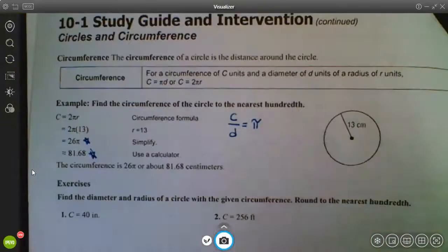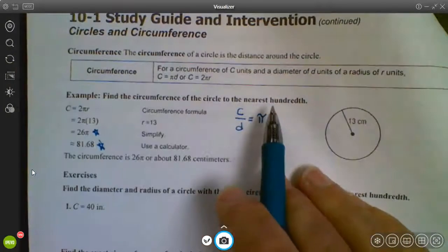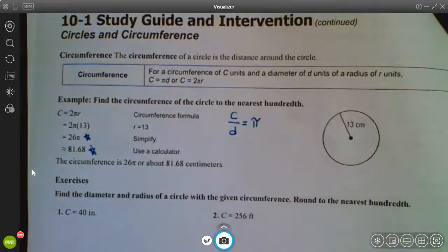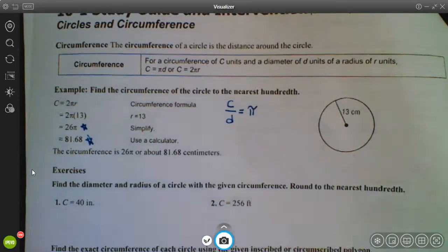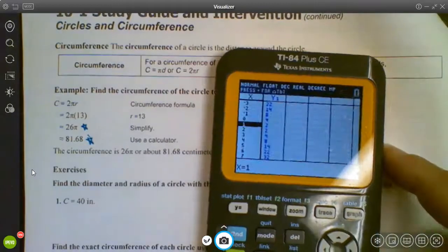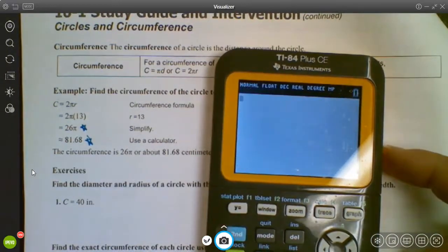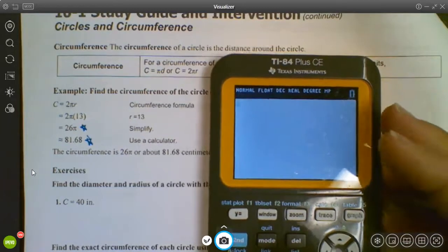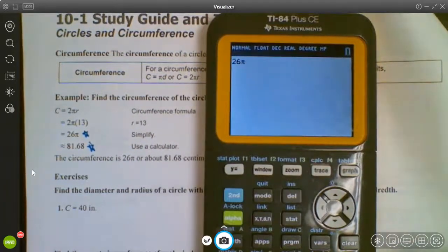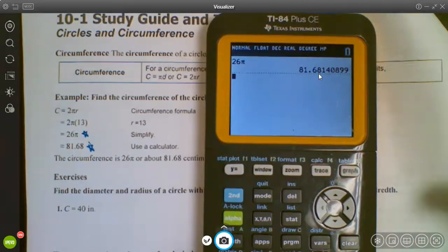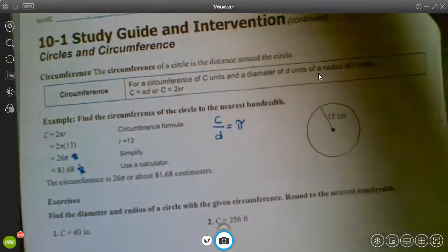If they say round it to the nearest hundredth or tenth or whatever they say, then plug it into your calculator and you can round it off. So you should have a pi button in there. Guys, don't use 3.14. Use pi. It's more exact. So we always want to use the pi button. So we would actually type it in to look like this. Type it in as 26 pi, hit enter, and then you can round it to the nearest hundredth. So 81.68.